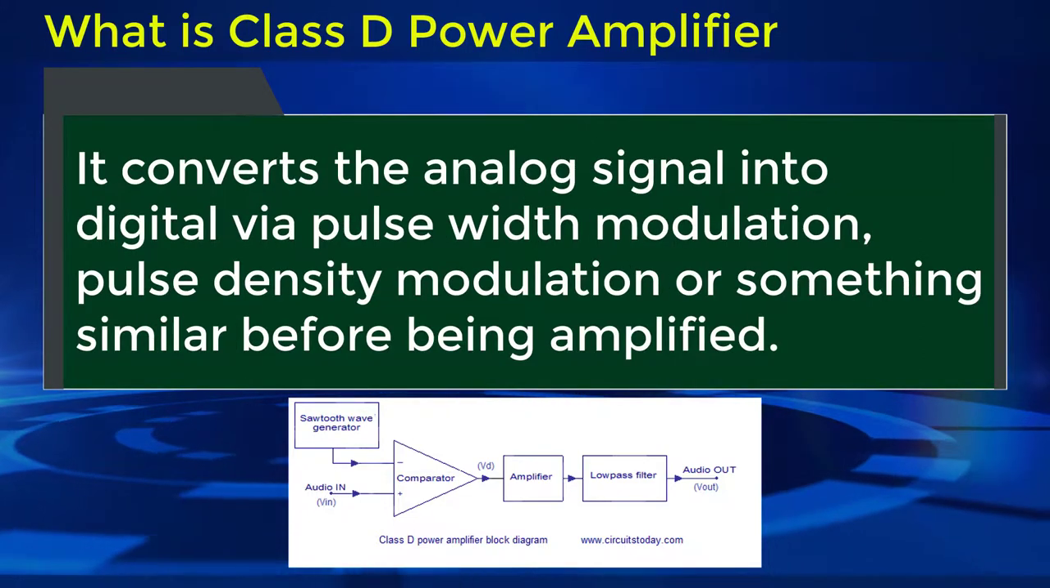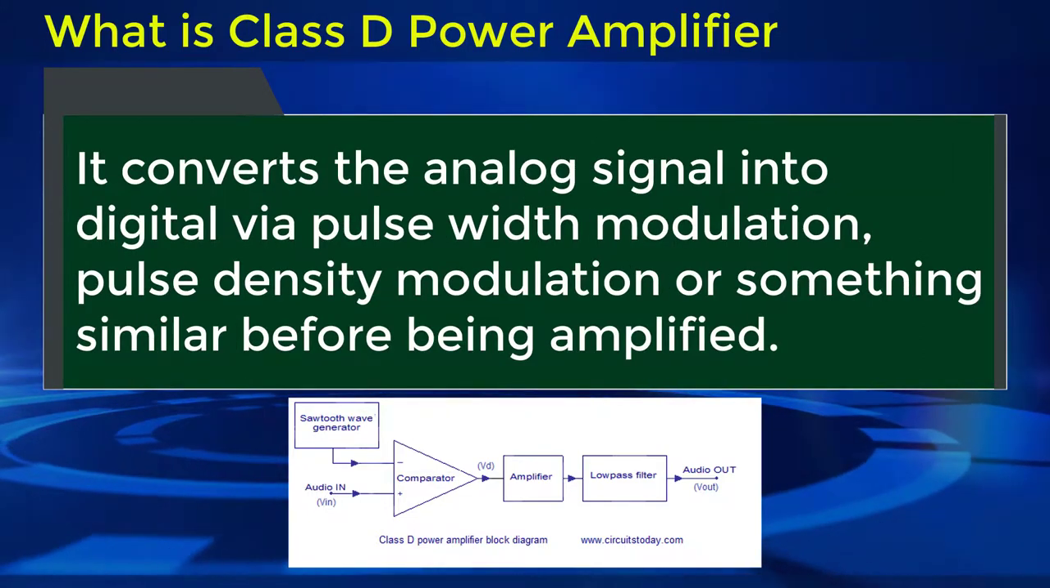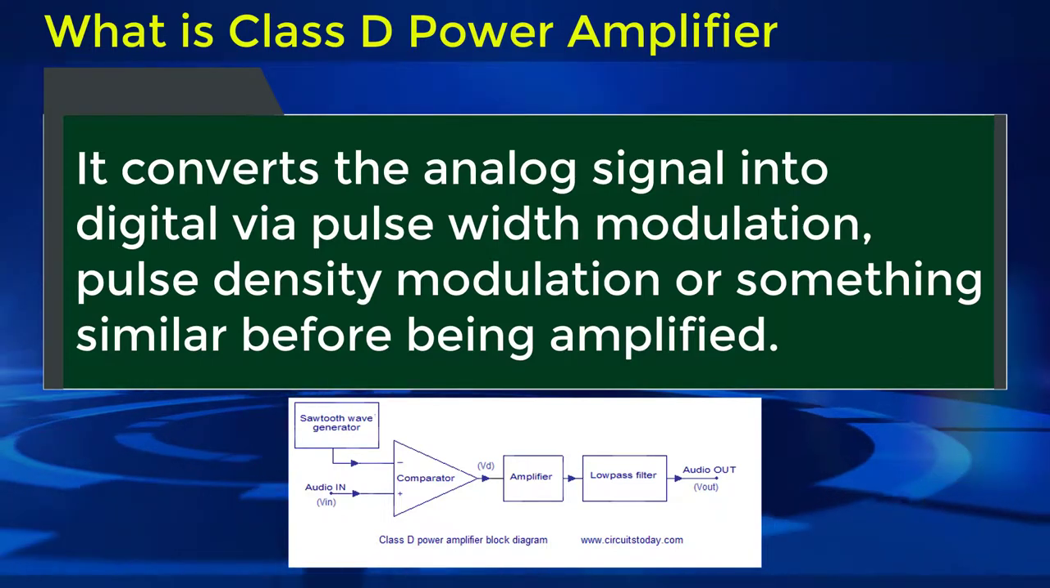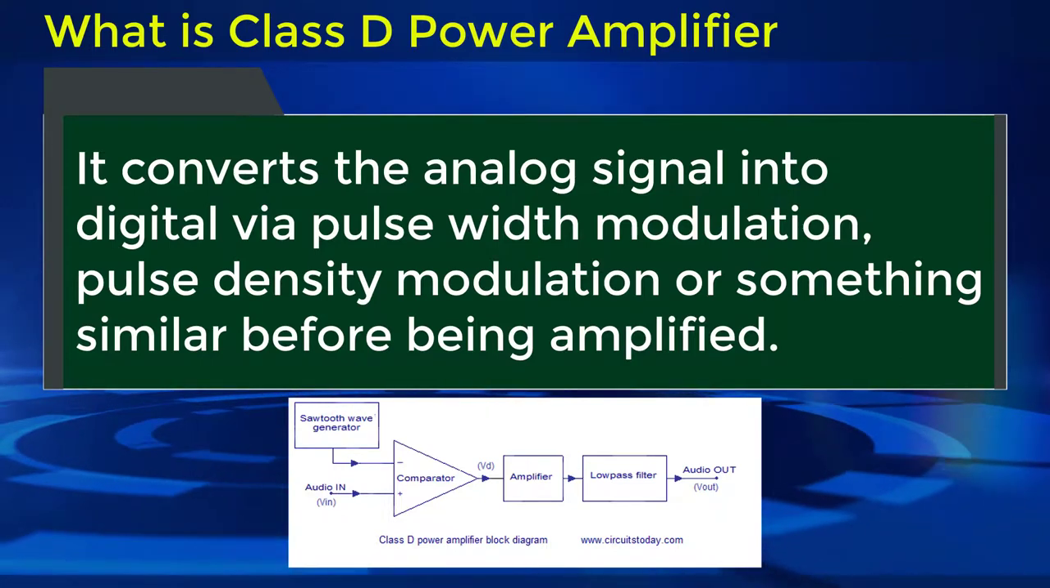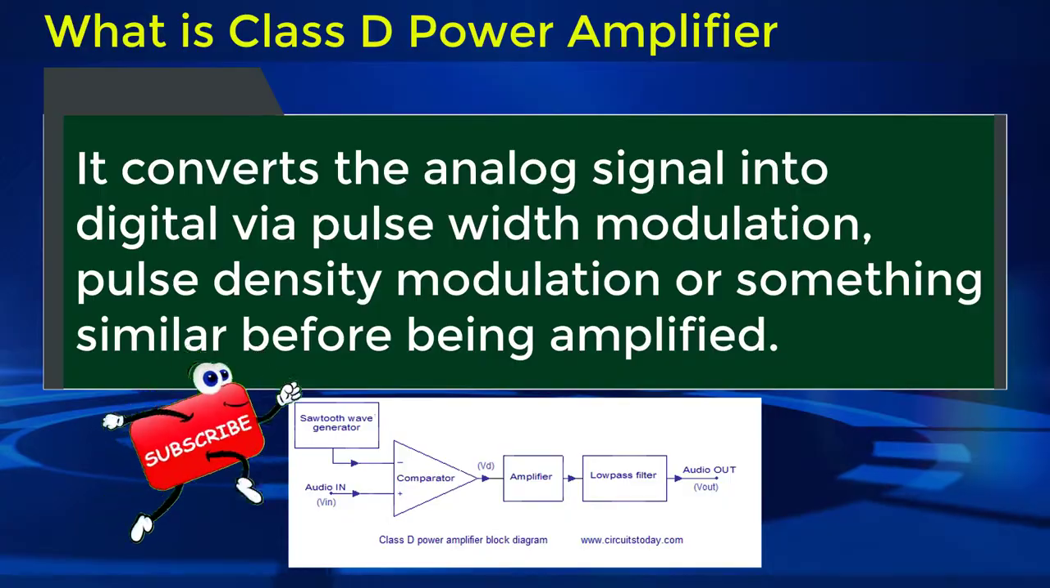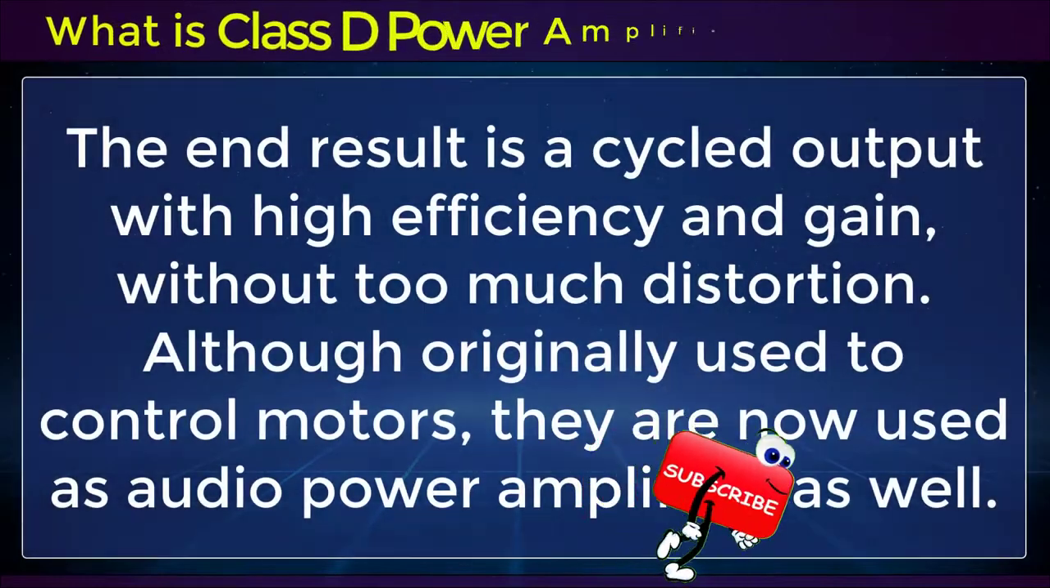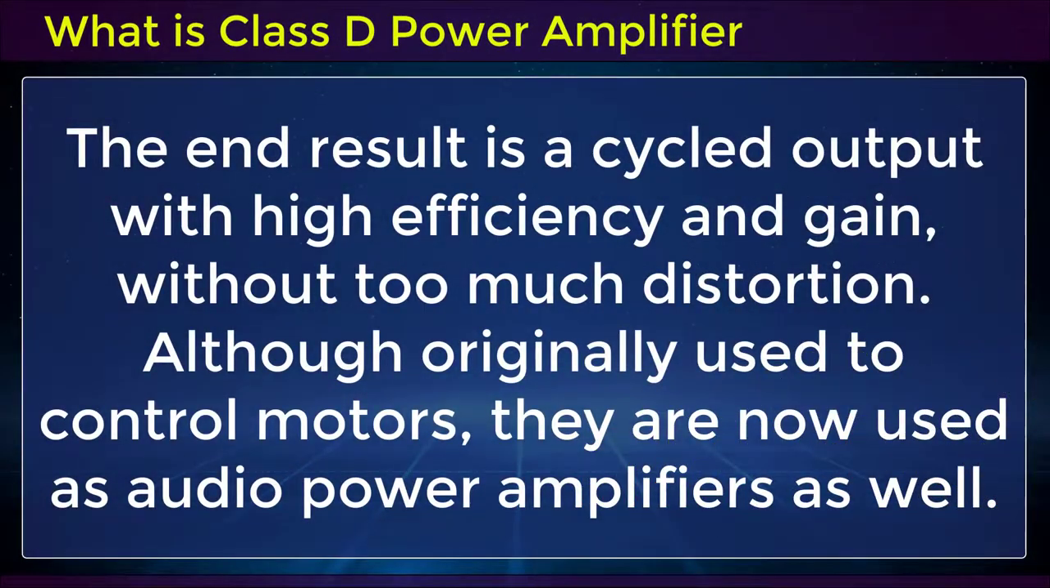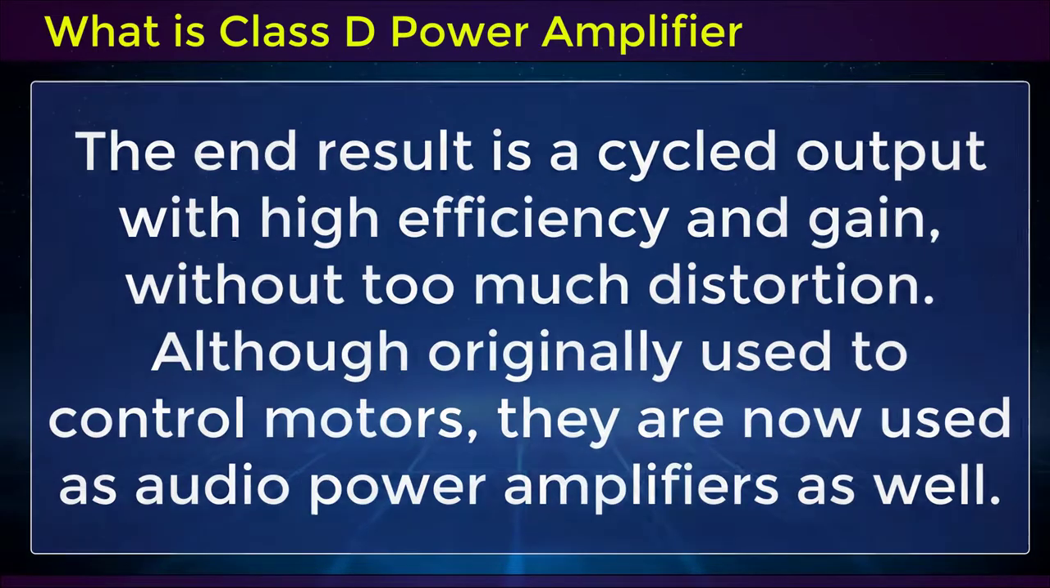It converts the analog signal into digital via pulse width modulation, pulse density modulation, or something similar before being amplified. The end result is a cycled output with high efficiency and gain, without too much distortion. Although originally used to control motors, they are now used as audio power amplifiers as well.